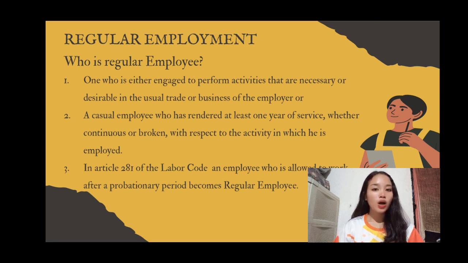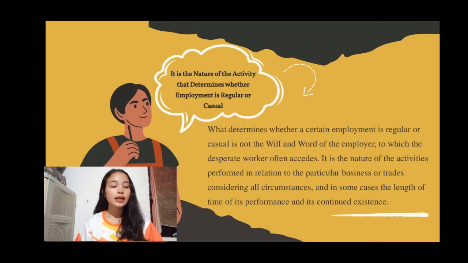Number one, who is either engaged to perform activities that are necessary or desirable in the usual trade or business of the employer, or number two, a casual employee who has rendered at least 1 year of service, whether continuous or broken, with respect to the activity in which he is employed. And number three, in Article 281 of the Labor Code, an employee who is allowed to work after a probationary period becomes a regular employee. It is the nature of the activity that determines whether employment is regular or casual.